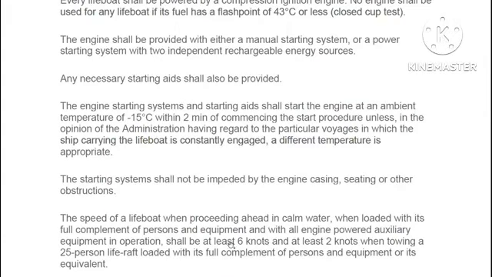It shall be at least 6 knots, and at least 2 knots when towing a 25-person life raft. So a lifeboat also has to be capable of towing a life raft. When it is towing a life raft, the minimum speed must be 2 knots, or when independent, without towing any life raft, the speed has to be 6 knots.